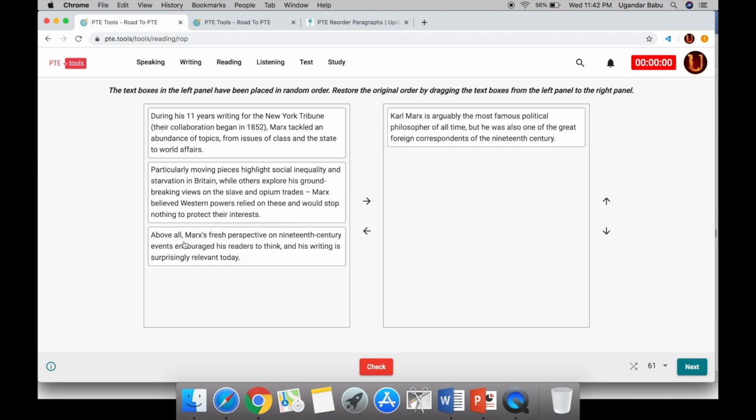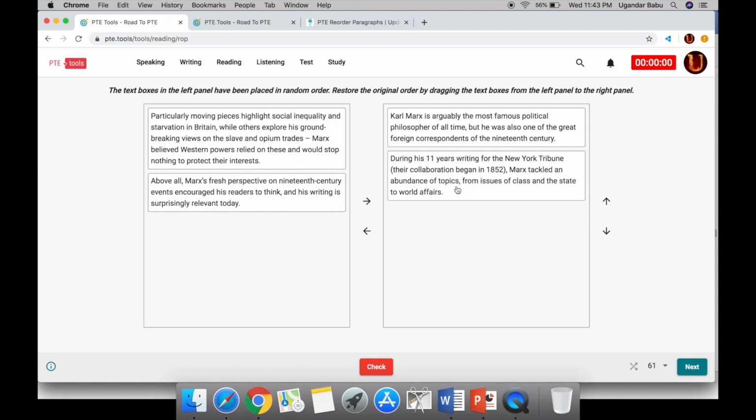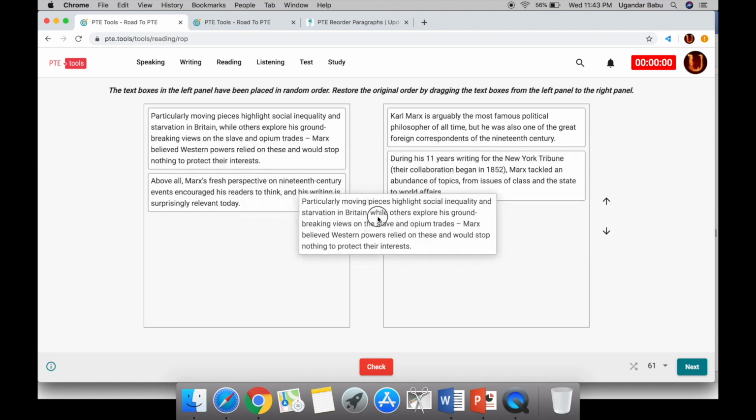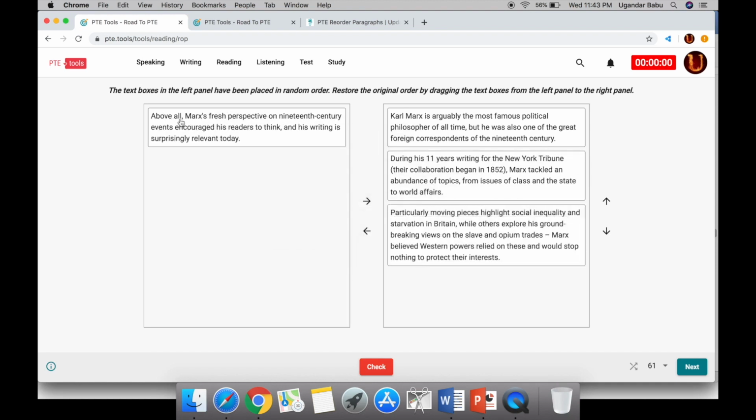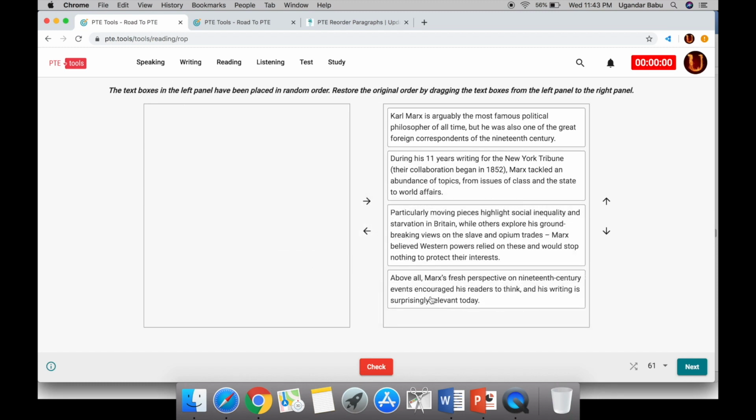Here they have mentioned "above all." Above all is one of the transition words. This is to conclude the paragraph. So this should be the last sentence. So the acronym for Karl Marx is Marx, so we have to move this sentence. And as we already saw, this is the supporting sentence for the previous sentence. And this is the last sentence.